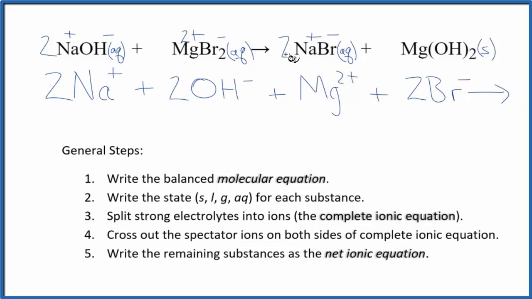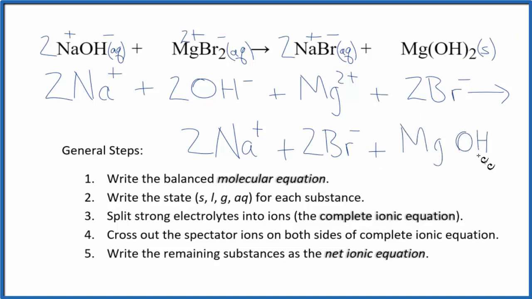For the products, we have 2 sodium ions again, and then 2 bromide ions. In net ionic equations, we don't split solids apart. So we're just going to keep this Mg(OH)2, magnesium hydroxide. And that gives us our complete ionic equation. Now we can cross out the spectator ions. They're on both sides of that complete ionic equation. They haven't changed, so we're not interested in them.